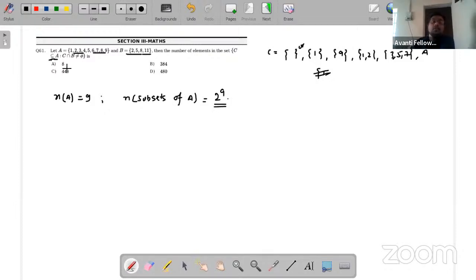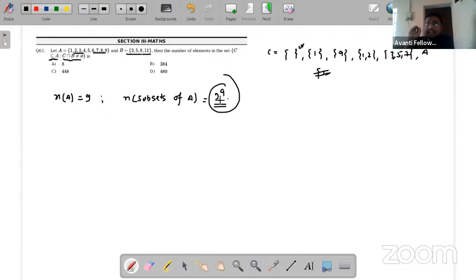Clear? Now one more condition is given here: C intersection B should not be a null set. Not equal to phi means not equal to the null set. So instead of finding the non-null sets, we'll find the number of null sets and subtract from all the sets. We already found how many subsets there will be, 2 to the power 9. In these ways, I can form set C, so C is the total number of sets which I can form using subsets of A.